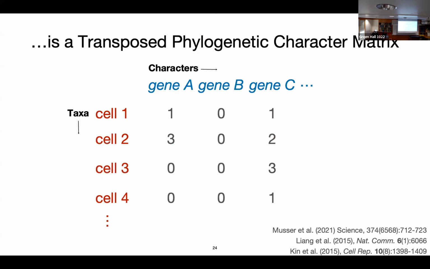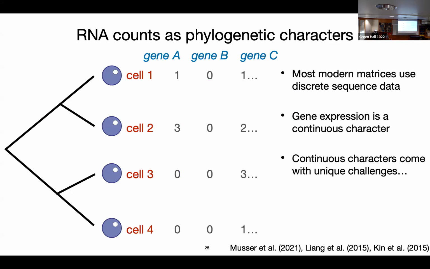So it turns out that a gene expression matrix can actually make a pretty good phylogenetic character matrix. All you have to do is flip it on its side. So in this case, now the rows are cells, which you can call taxa, and the columns are genes, which you can call phylogenetic characters. So this produces a matrix that is suitable for phylogenetic analysis, but there's something different about these matrices compared to most modern phylogenetic matrices.